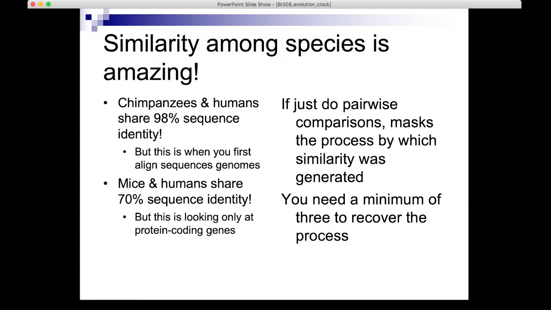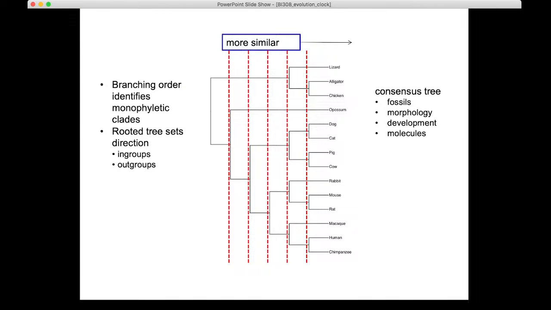Okay, so similarity is amazing. Mice and humans share about 70% sequence identity. Humans and chimps, 98%. Okay. Branching order identifies monophyletic groups. And so I've got up here the lizard, alligator, and chicken, right? And so those form the reptile groups. Here's the opossum, that's our marsupials. And then here are our placental mammals, including chimpanzees, dogs, cats, and humans, right?